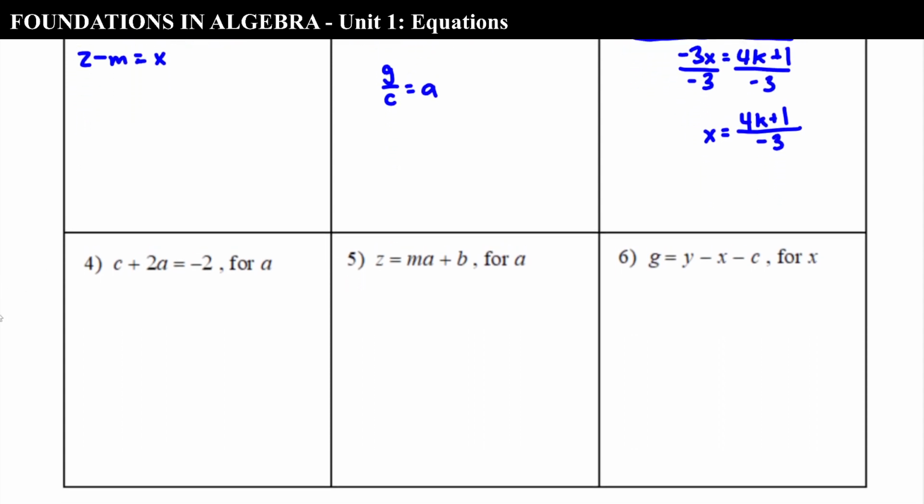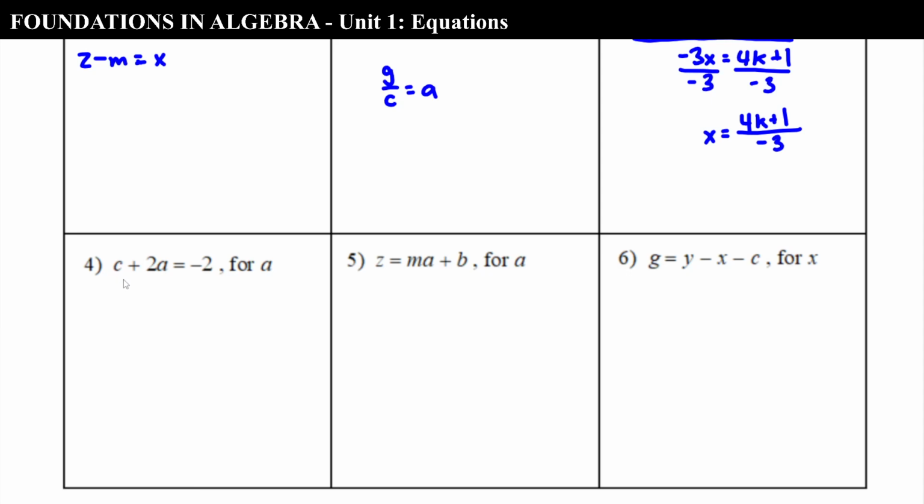For number 4, we have to solve for a. So let's get rid of the c. We're going to subtract c from both sides, and that leaves us with 2a equals negative c minus 2. And then we divide each side by 2 to get rid of the 2. So we have a equals negative c minus 2 all over 2.